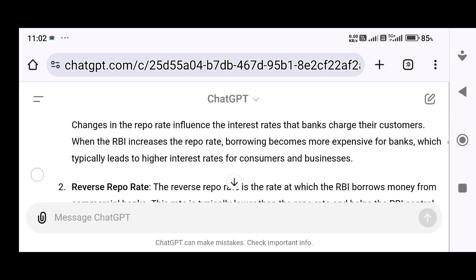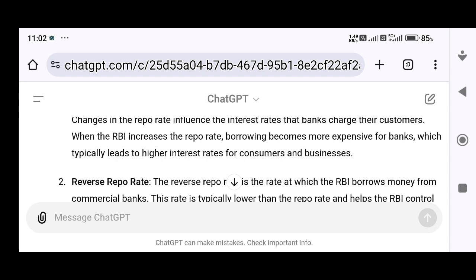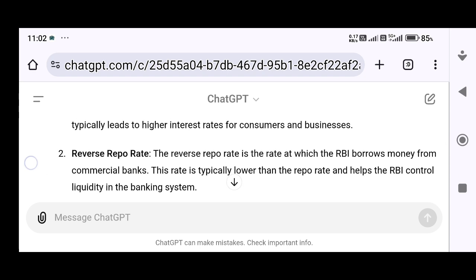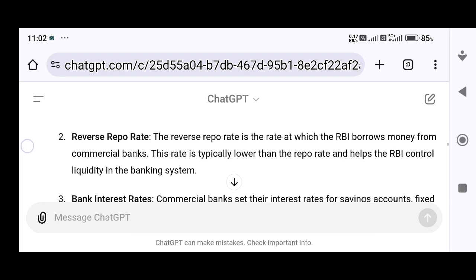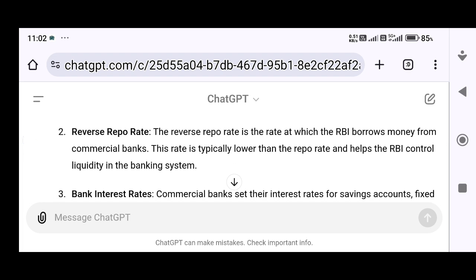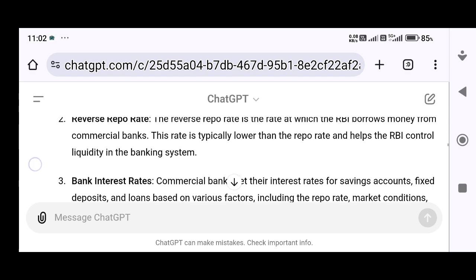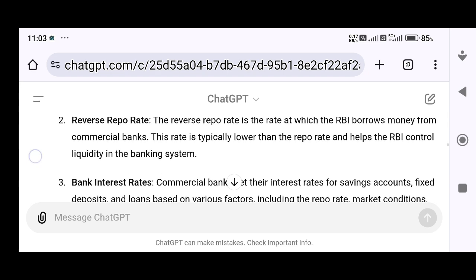When the RBI increases the repo rate, borrowing becomes more expensive for banks, which typically leads to higher interest rates for consumers and businesses. 2. Reverse repo rate. The reverse repo rate is the rate at which the RBI borrows money from commercial banks. This rate is typically lower than the repo rate and helps the RBI control liquidity in the banking system.